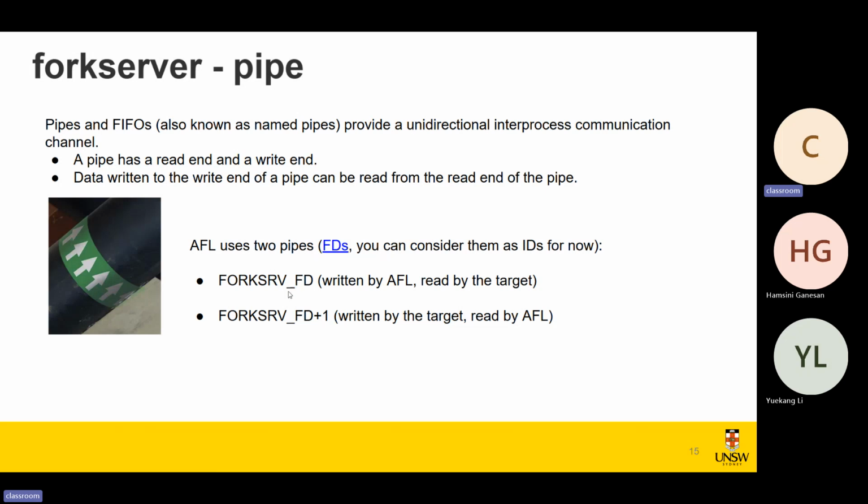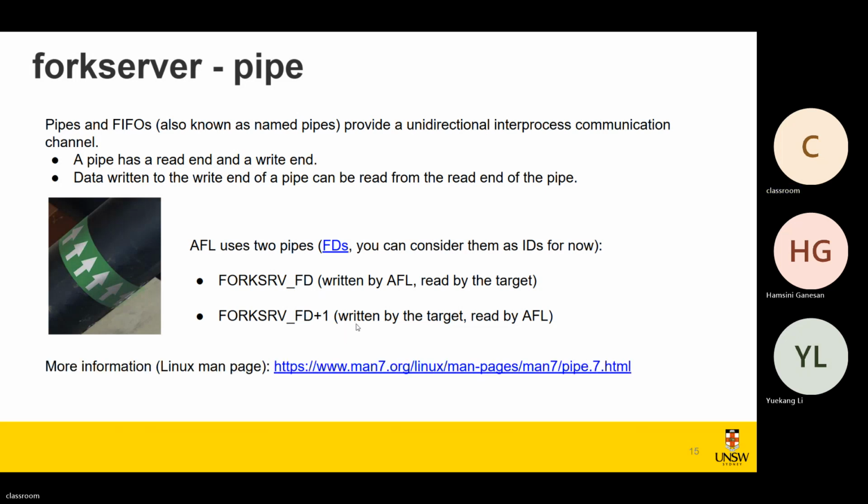So one is called fork server FD, which is written by, because we know that pipe is like one-way communication, AFL, and the target program will read from this pipe. And for the ID of fork server FD plus 1, it is written by the target, and AFL will read from this pipe. If you want to know more about how pipe works, here is the link.